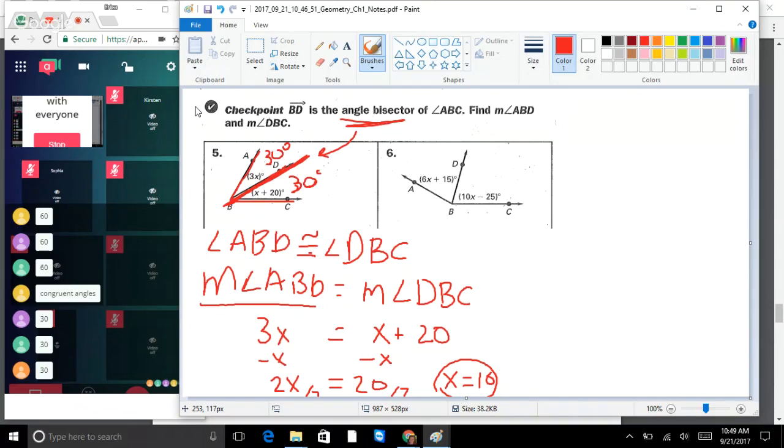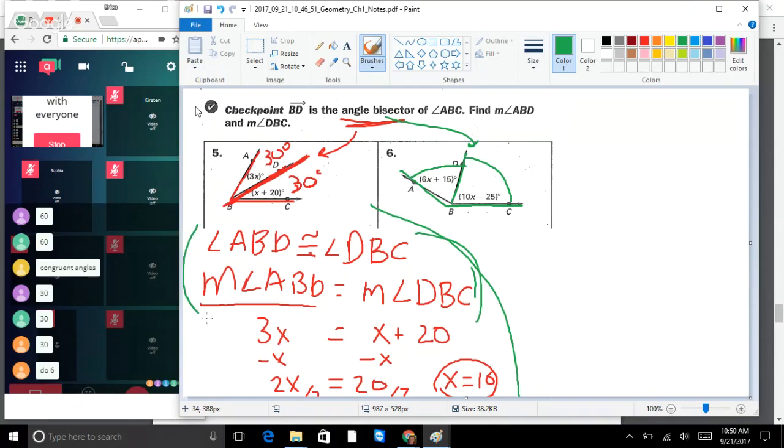Do you want to do example 6, or you think you got that? Let's do it. We're here. Do 6. All right, number 6. They use the same letters, so they don't have to write the directions twice. BD is the angle bisector of ABC. So that means that this angle is congruent to this angle, which also means that the measures are equal to each other. All this still holds true. Same terminology still holds true.